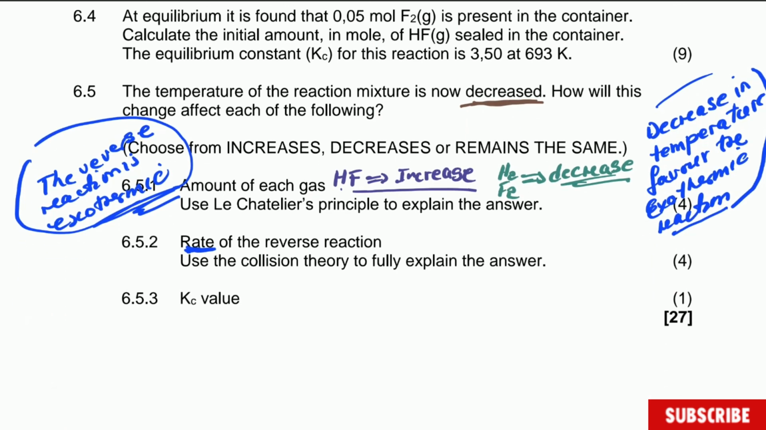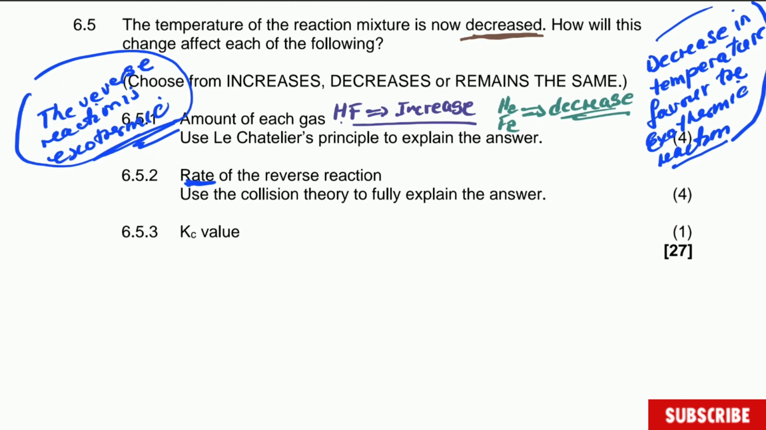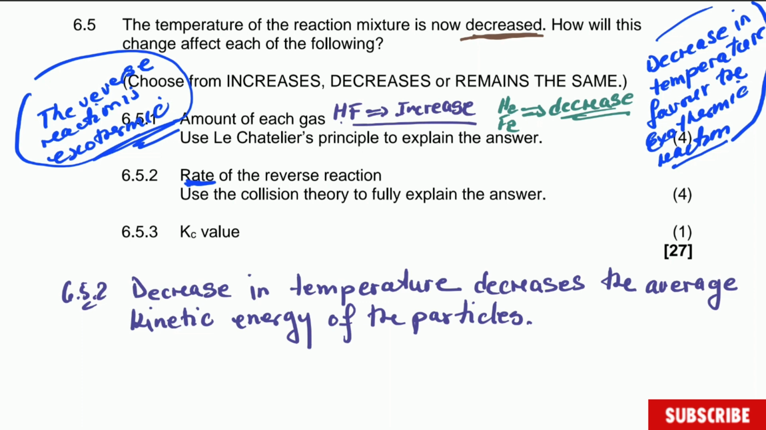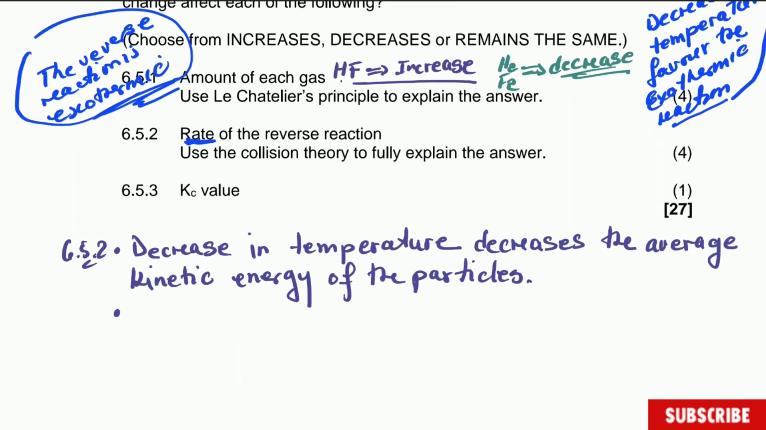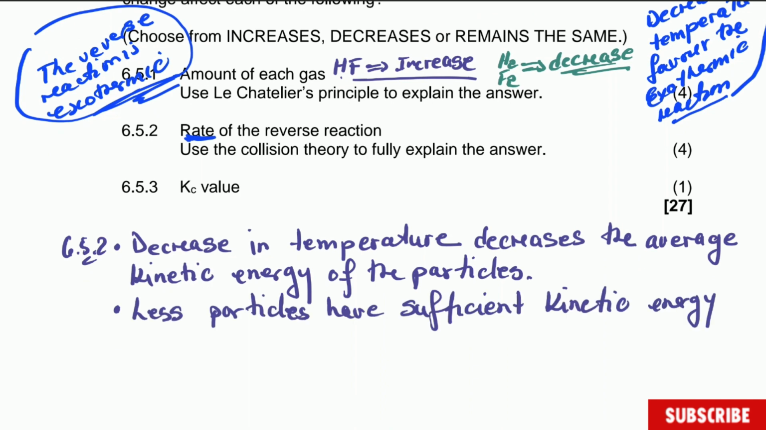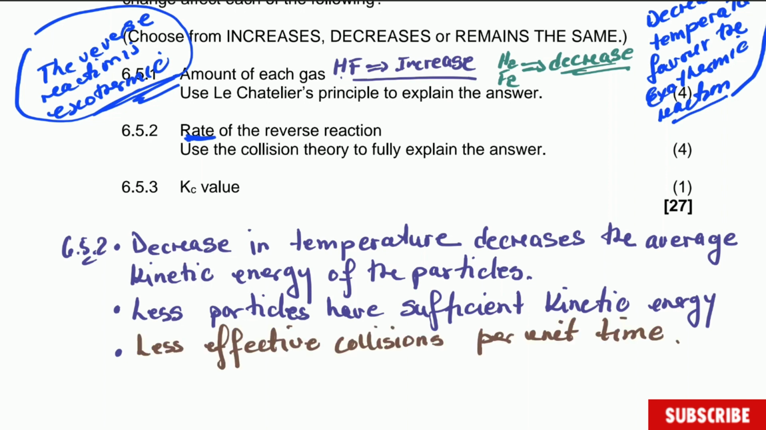So let's write that explanation here below. What is the first thing you'll have to say? A decrease in temperature decreases the average kinetic energy of the particles. That is the first thing you have to say. The second thing you have to say is that fewer particles will have sufficient kinetic energy now, and therefore there will be fewer effective collisions per unit time, and that is the end of this explanation.